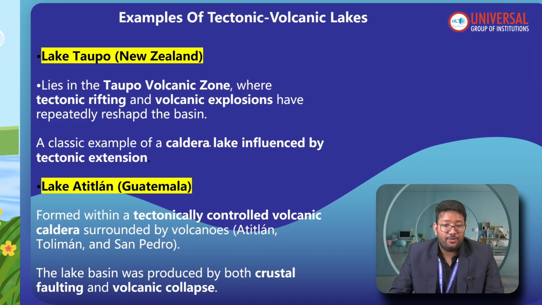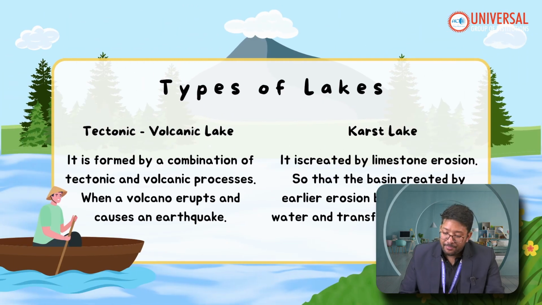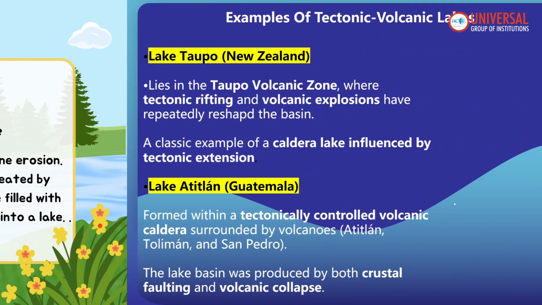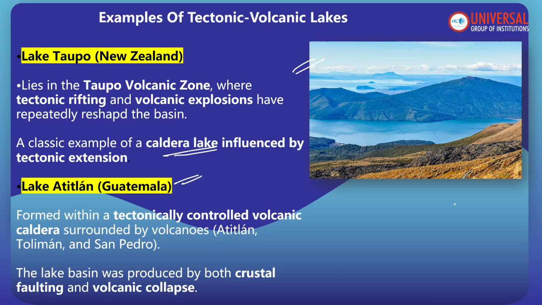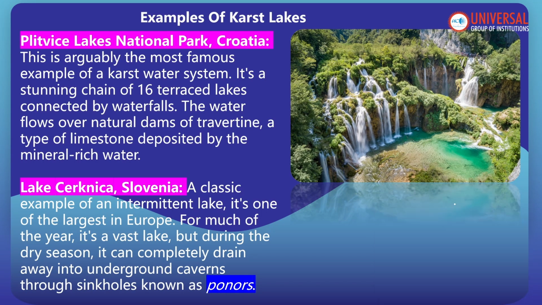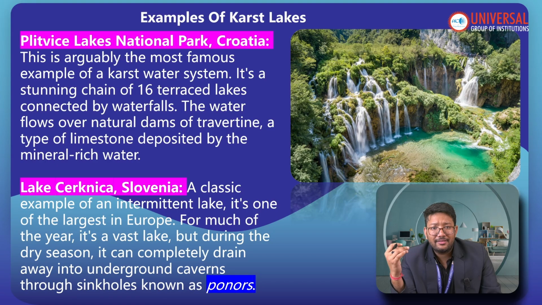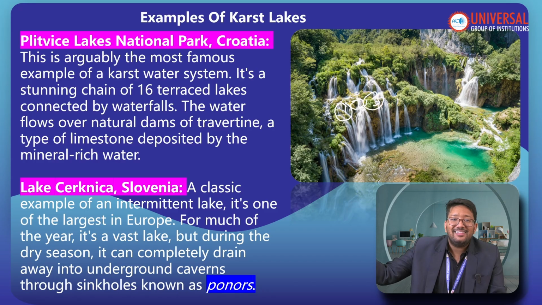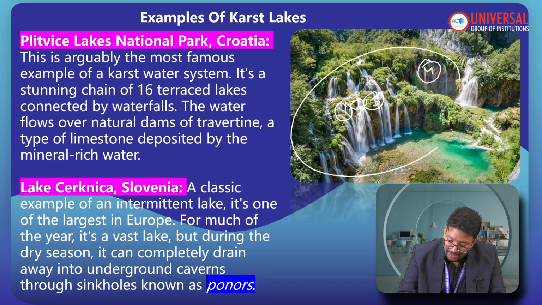The fourth type of lakes is karst lake. These lakes are created by limestone erosion, so the basin created by earlier erosion became filled with water and transformed into a lake. I will show you the photo. You will understand it better with the help of the diagram. The first is Plitvice Lakes National Park in Croatia. See these 16 terraced lakes. Can you see? 1, 2, 3, 4. I will start counting. These are 16 terraced lakes connected by waterfalls.